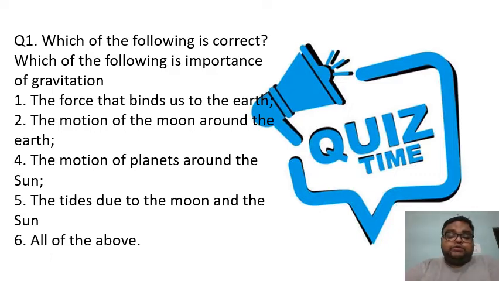The tides occur due to the motion of the sun and the moon, right? Or all of the statements are true. What will be your answer? I will give you 10 to 15 seconds to think about it, okay students? Just think about it.